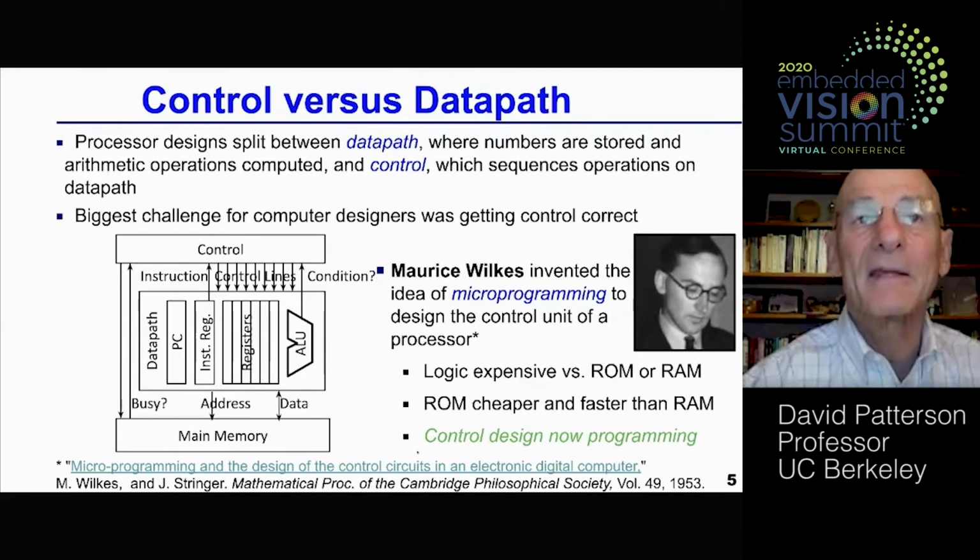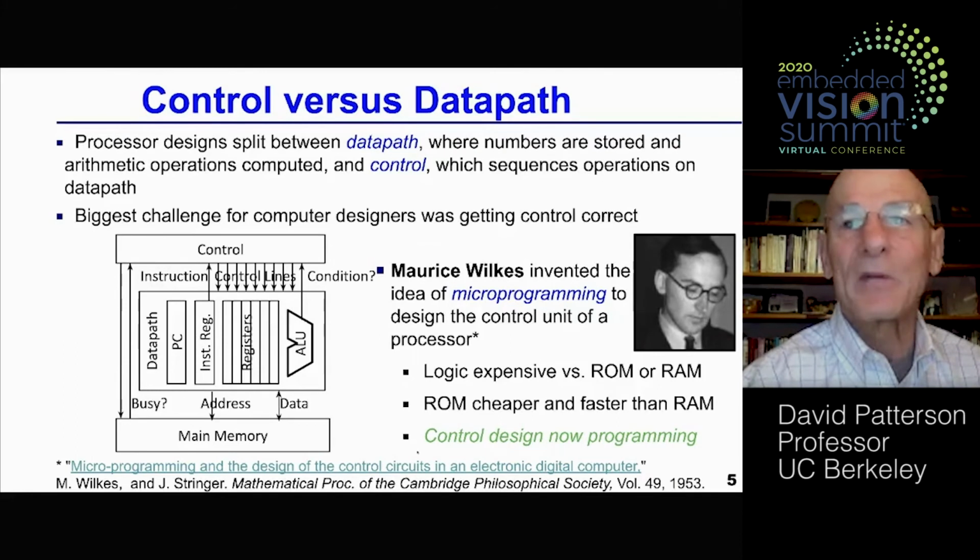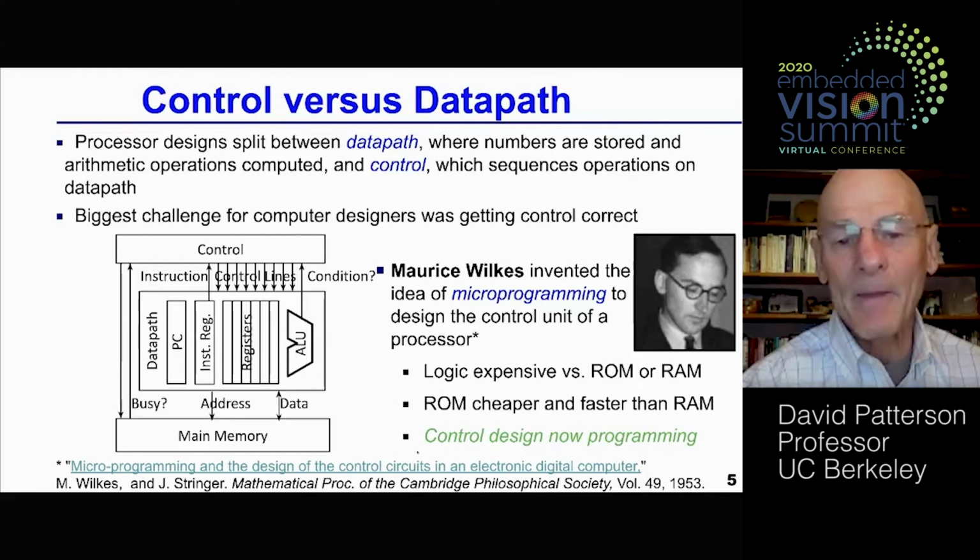Now, the hard part then and now is control. The data path, the arithmetic unit, is pretty easy. To figure out how to do control, they went to Turing Award winner Maurice Wilkes, who had this idea that he called microprogramming. His insight is that logic was much more expensive than read-only memory or alterable memory, but ROM is cheaper and faster than RAM, so you would specify control as a memory, and they called every word of that memory a microinstruction, and the programming of that memory microprogramming.